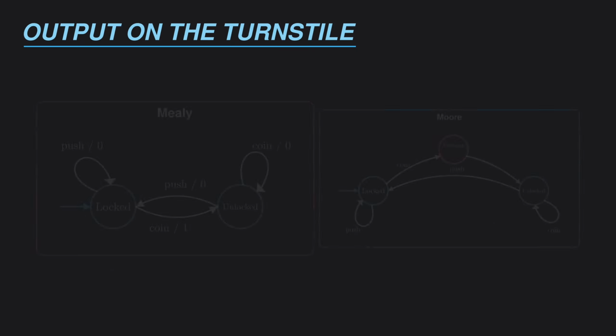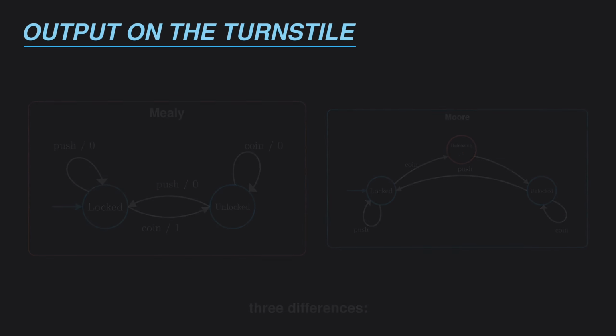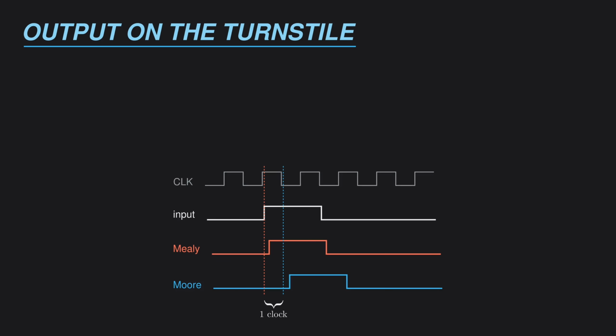So think about what we just did. Same behavior, 2 designs, and 3 differences fall out at once. The output moved from the transition arrow into the state circle. The Moore version needed an extra state, and the Moore output arrived 1 cycle later. That is a lot, so let us anchor it firmly.